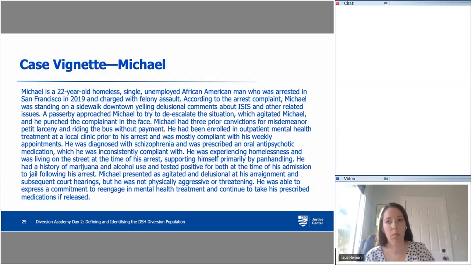But we'd be looking to find him long-term housing. And it sounded like a very workable case, a very typical case for our county. Yeah, I guess that's about it.